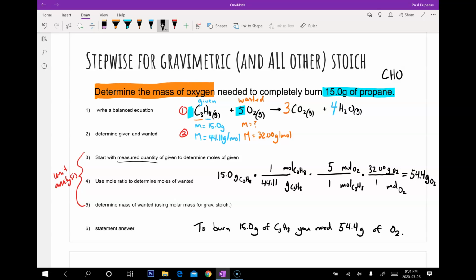Gravimetric stoich is done the same way every time. Balanced chemical equation, then determining given and wanted, step 2. Step 3 is start with a measured quantity and determine moles. So this right here is step 3. And then use the mole ratio. So this right here is step 4. And then determine the mass of wanted. This is step 5, using the molar mass. So step 3, 4, 5. And then finally we have step 6 down here, our statement answer.